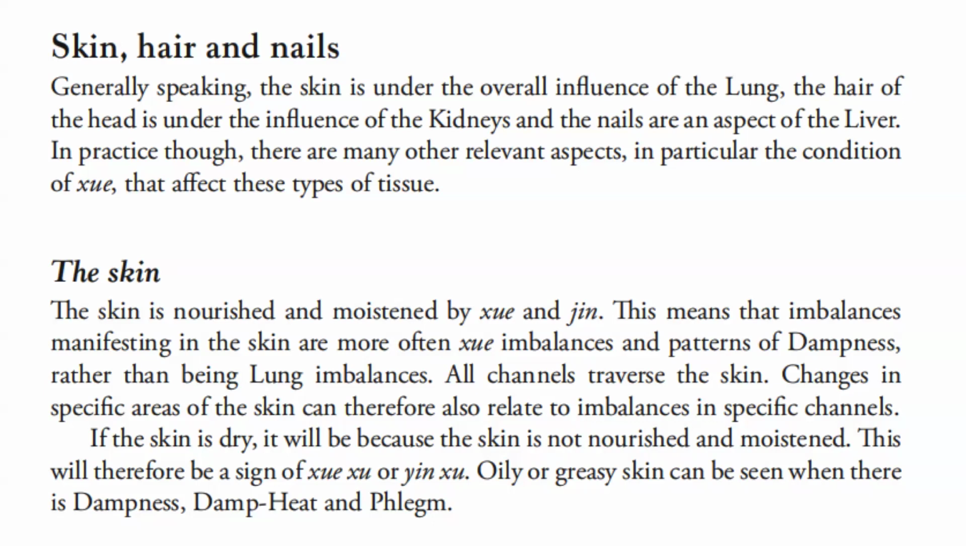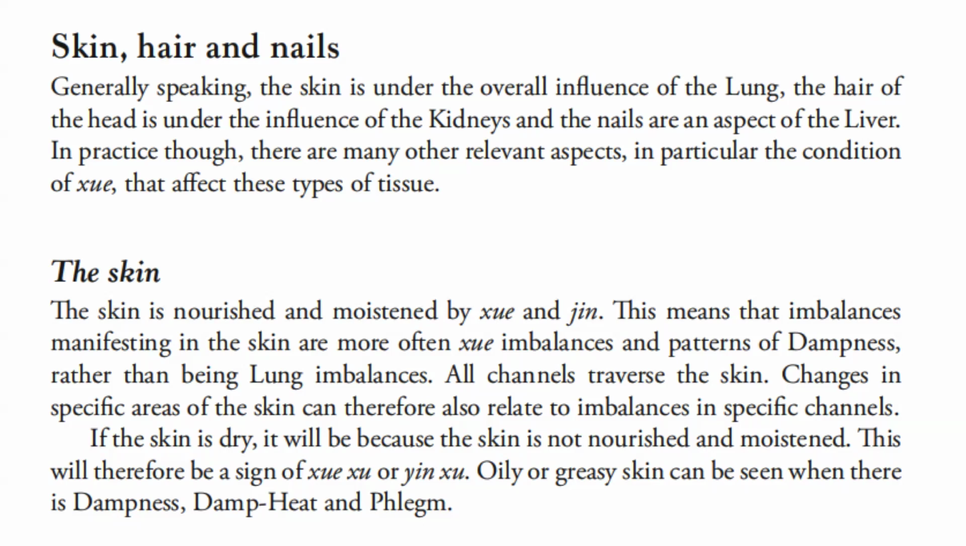In practice, though, there are many other relevant aspects, in particular, the condition of blood that affects these types of tissue. The skin is nourished and moistened by the blood and jin. This means that imbalances manifesting in the skin are more often blood imbalances and patterns of dampness, rather than being lung imbalances. All channels traverse the skin. Changes in the specific areas of the skin can therefore also relate to imbalances in specific channels.